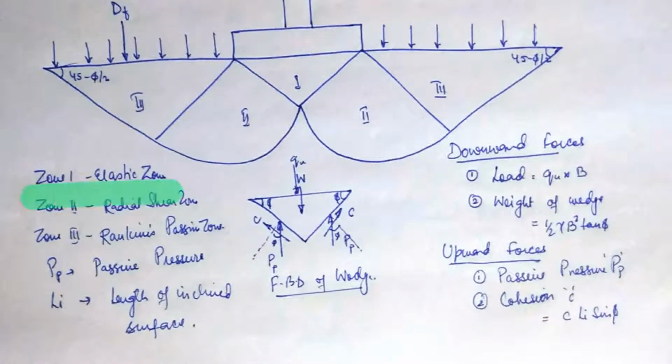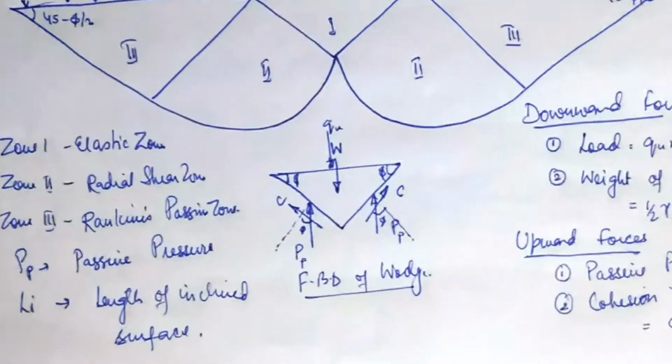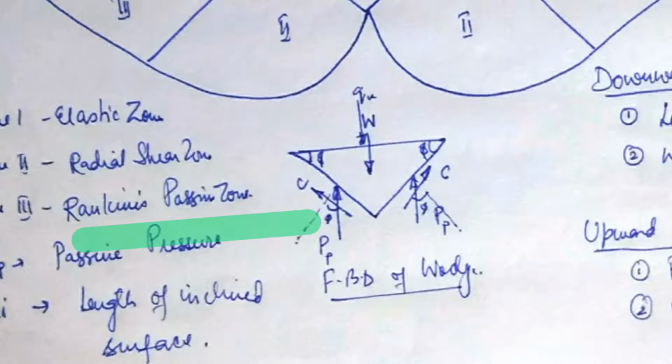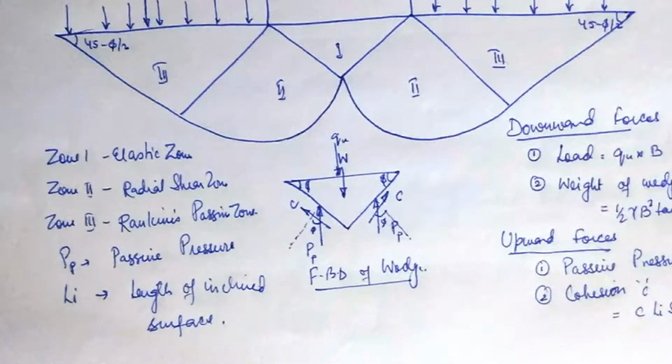What is zone 1? Zone 1 has been differentiated on the basis that this is your elastic zone. Zone 2 is the zone of radial shear, and zone 3 is Rankine's passive zone. Pp is the passive pressure, which we have already studied in soil mechanics. In zone 3, passive pressure is working, and I have taken the length of the inclined surface here as Li.